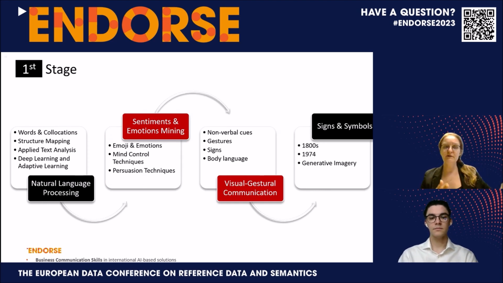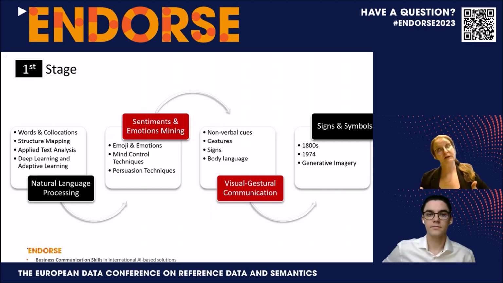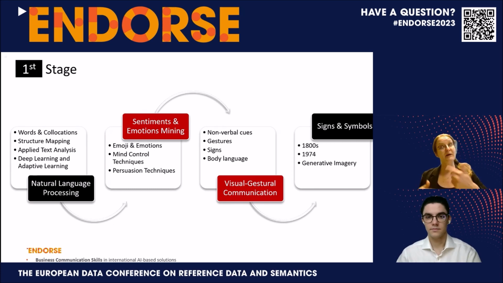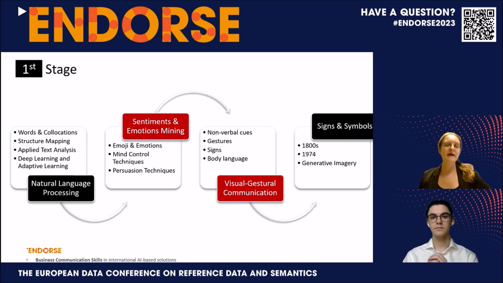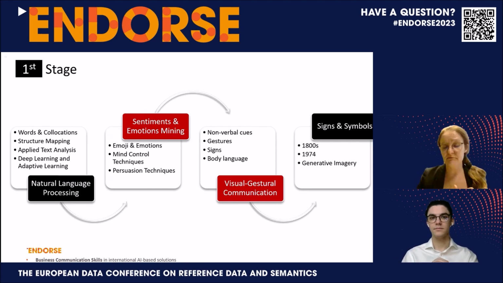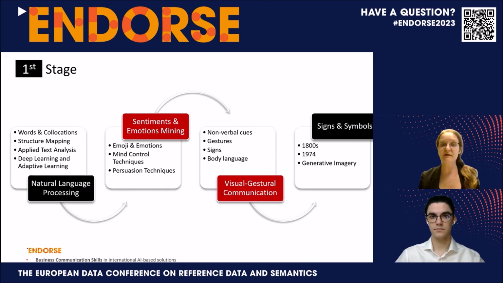What we usually understand when we are talking about natural language processing, and actually announced today, is the Microsoft updated version of ChatGPT, which is version 4, that is going to adapt words into pictures, and somehow next week we'll see how our text is going to be presented as movies. Regularly, we use word simplification, structure mapping, applied text analysis, deep learning, and adaptive learning.